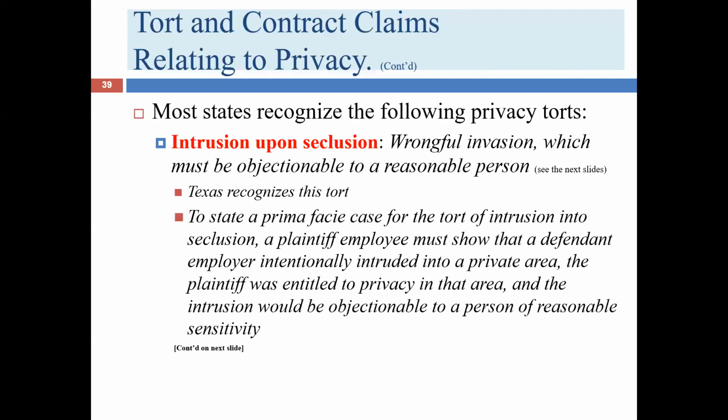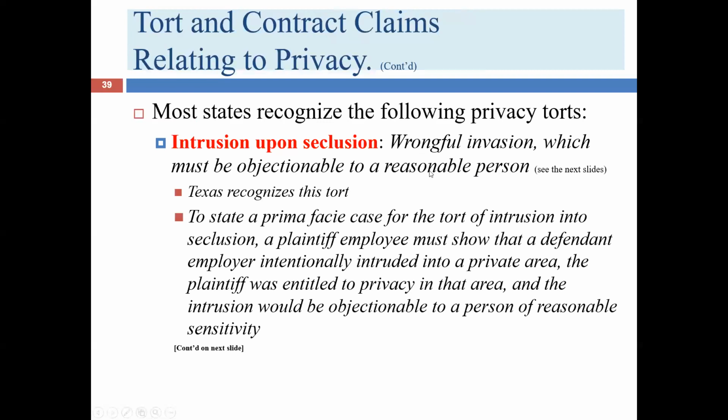So we're going to really focus on 4 particular privacy torts. The first is intrusion upon seclusion. This is my favorite. I love the name of it. It kind of rhymes. But what is intrusion upon seclusion? The name itself kind of suggests what's going on. An intrusion is kind of an invasion, right? Somebody is pushing their way into your particular space. And so this is a wrongful invasion which must be objectionable to a reasonable person. So we have kind of 3 elements here. There's an invasion, so somebody has come into an area that should be private, and that it's wrongful. The person who's kind of pushed himself or herself into the situation didn't belong there. And then finally, this intrusion has to be objectionable to a reasonable person.